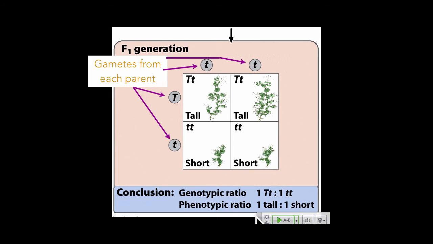And in this case, you see the genotypic ratio is 1 to 1. In other words, 50% heterozygotes, 50% homozygous recessive. The phenotypic ratio is also 1:1. Not a traditional Mendelian cross, but follows the same rules.